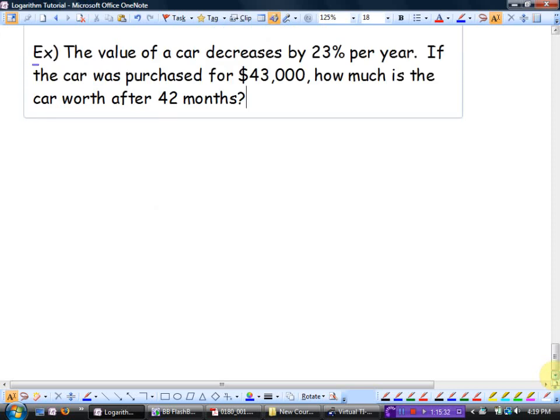Does anybody remember the magic exponential growth equation? I know I made my students memorize it. I'll give you a hint. Final amount equals arrow.